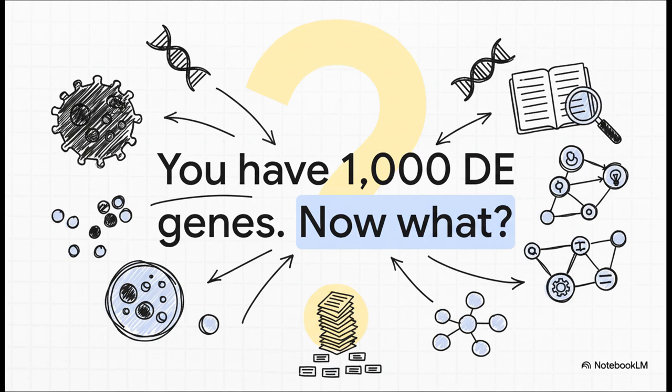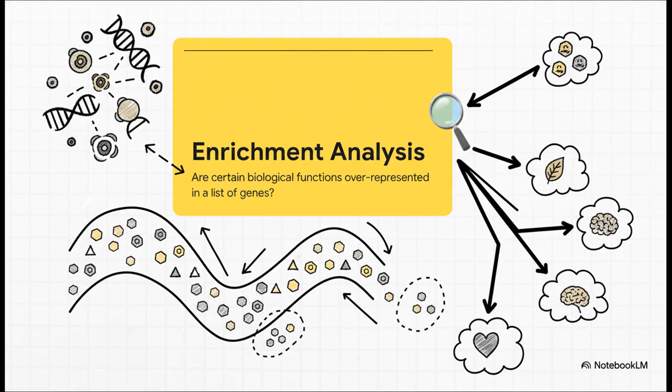So just imagine this for a second. You've just compared cancer cells to healthy cells, and your analysis spits out a list of 1,000 differentially expressed genes. All that means is these are genes whose activity is way different between the two groups. That's great, but a list is just a list. To find the actual biological insight, we have to ask a much better question. And this is where enrichment analysis comes in to save the day.